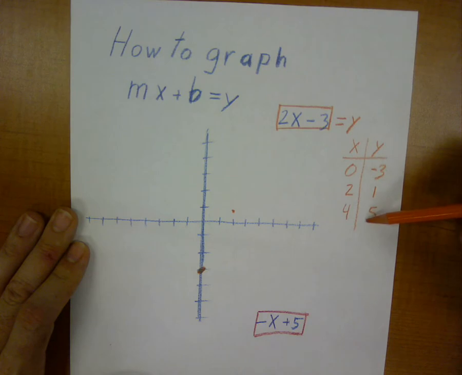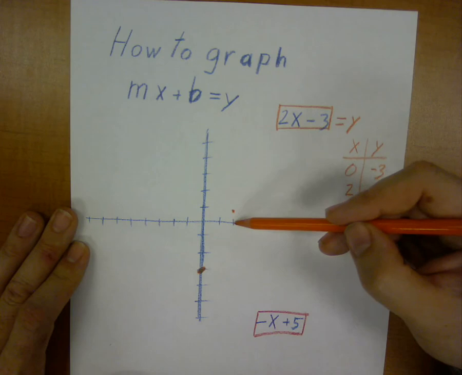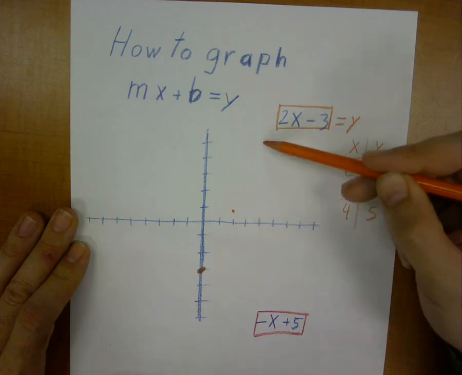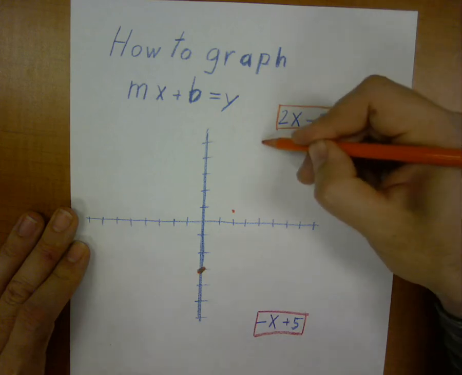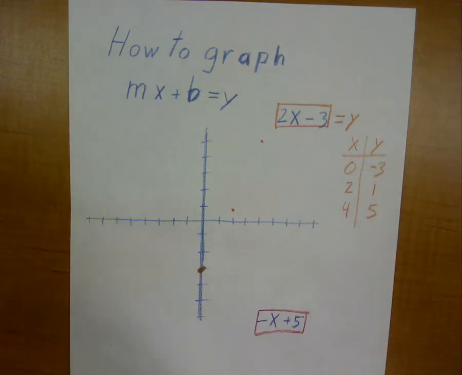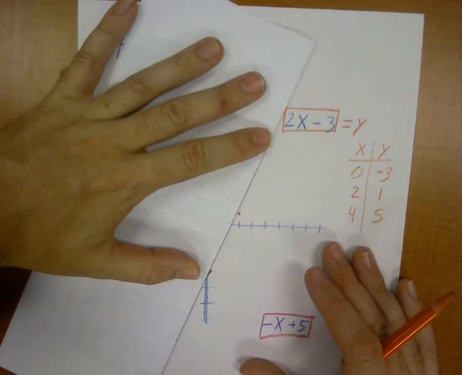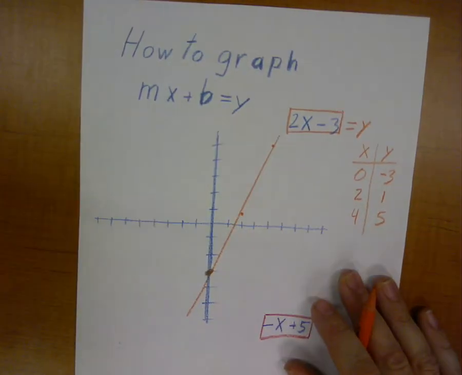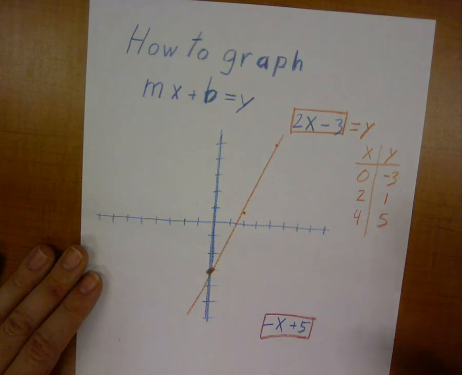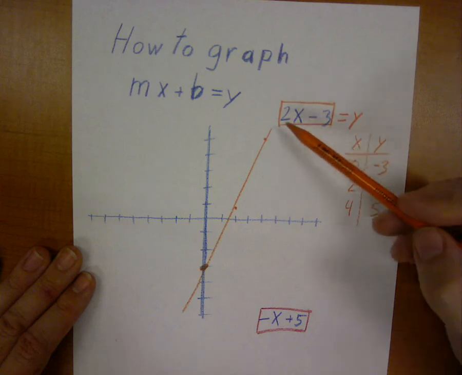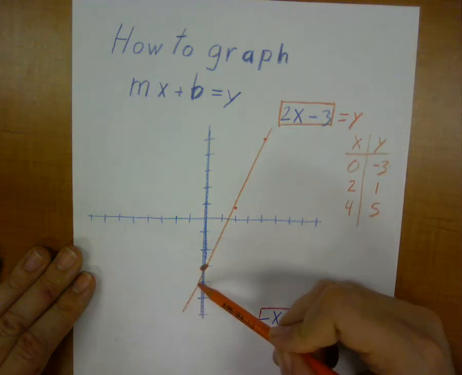Okay, I did one other point, just to be thorough. 4, 5. 4 over, 5 up. Okay, now let's check if this matches what we thought. And we have a nice straight line. It might be a bit straighter if I were a better artist. But yeah, it goes straight through the points. If we plotted more, we'd find them lining right up.